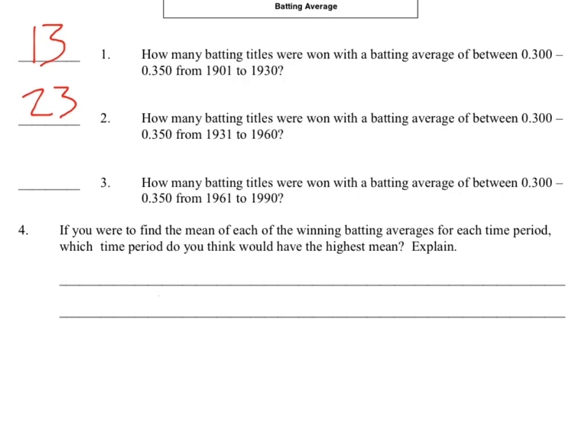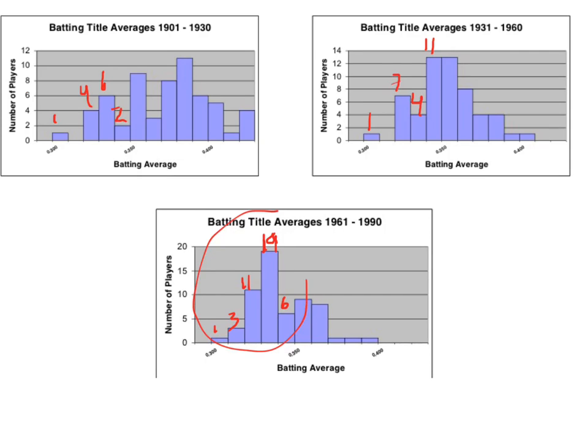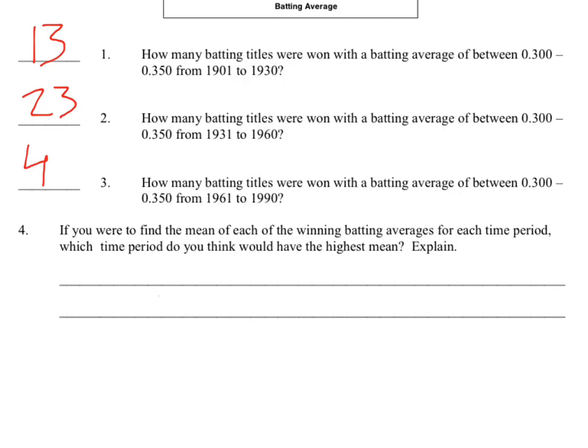That brings us to the next one. Same question, but different year, and that's this one here. And you add all those up. 1 plus 3 is 4, plus 11 is 15, plus 19 is going to give you 34. Plus 6 is going to give you 40.